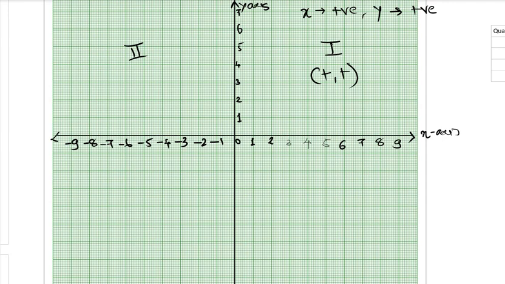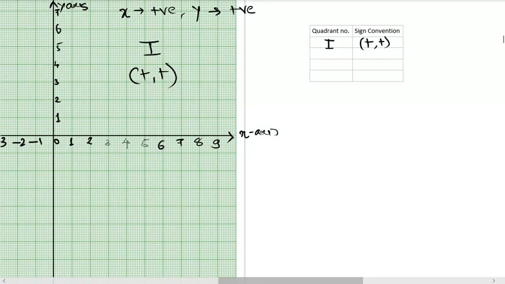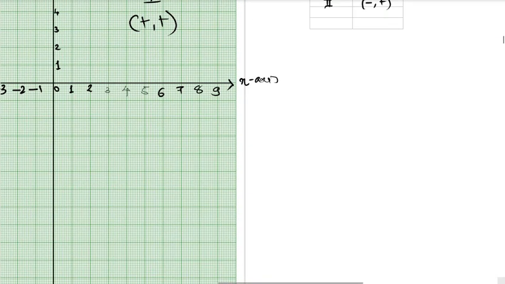So the second quadrant has the sign convention of, what is the sign of x coordinate? Minus. And what is the sign of y coordinate over here? Plus. First, always you have to write x and then y. So x coordinates are all negative in the second quadrant and y coordinates are all positive. So if I want to mention the sign convention in this table for the second quadrant, x is negative, y is positive, right?